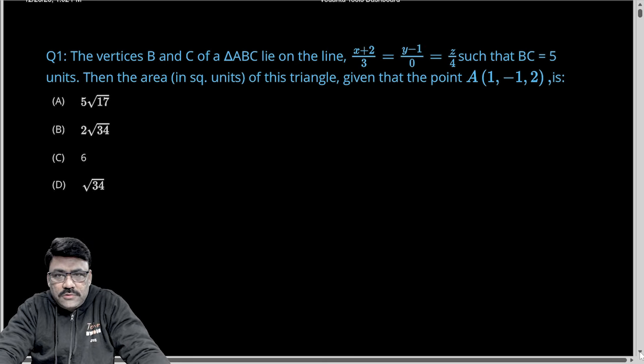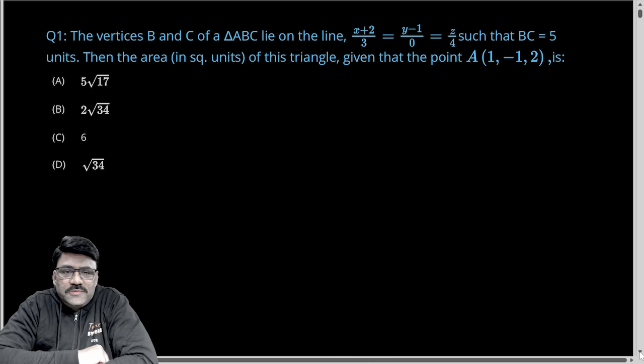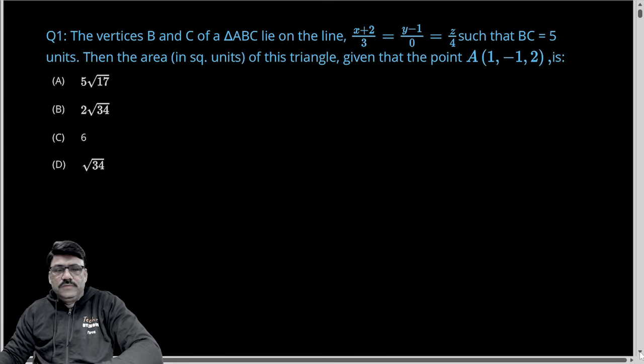And the first question on your screen. This question is from 3-dimension geometry. What they are saying is, vertices B and C of a triangle ABC lie on the given line. BC length is given as 5. And a point is also given, 1, minus 1, 2. So what will be the area of this triangle ABC?